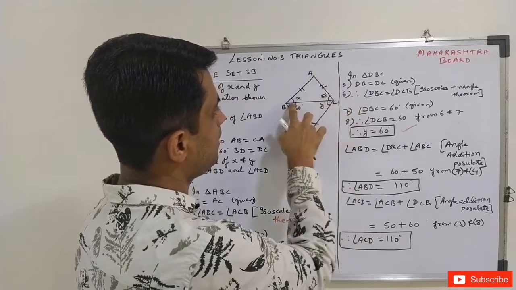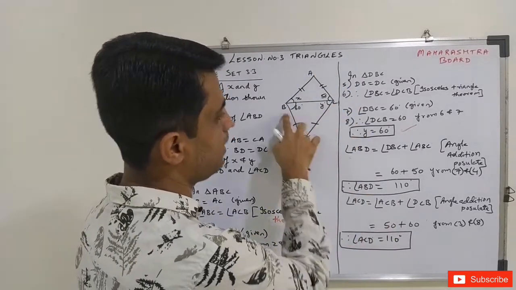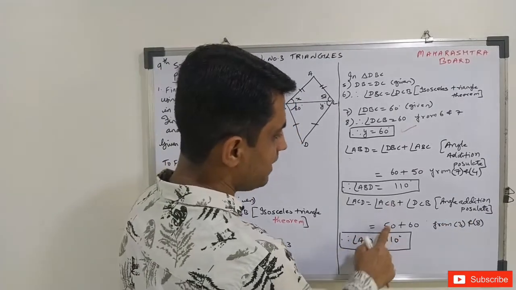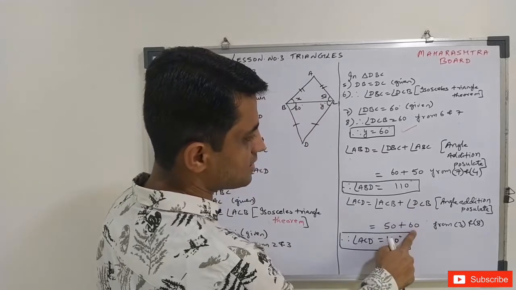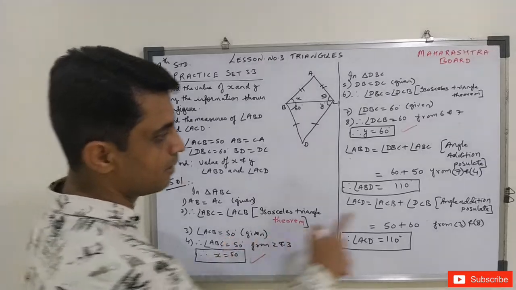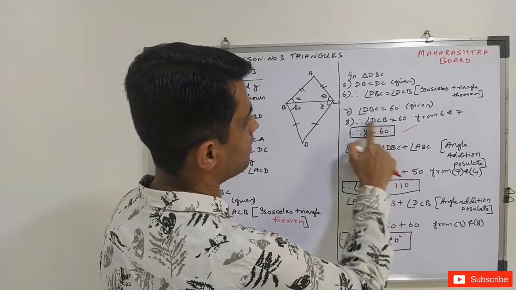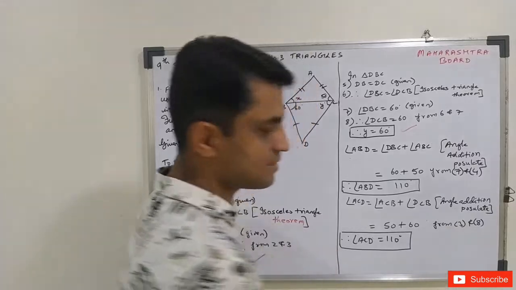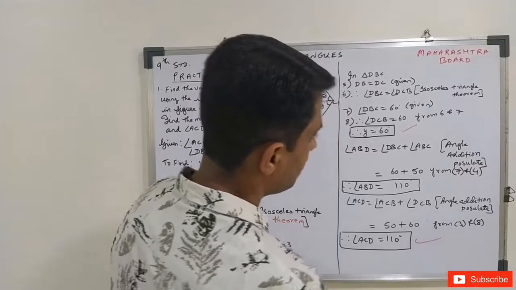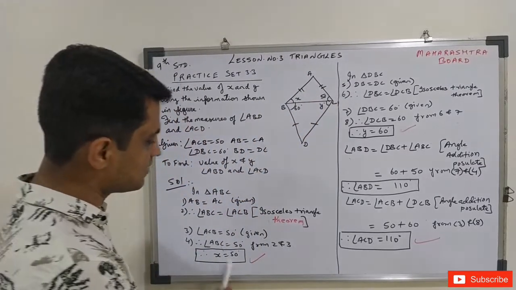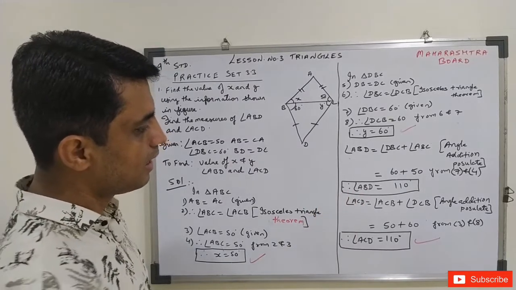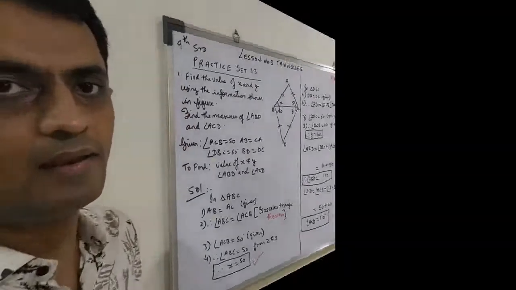Angle ACD. What is angle ACD? Angle ACB plus angle DCB. Again, angle addition postulate. Now ACB is 50 and DCB is 60. You can refer with 3 and 8. See here, 3: ACB is 50, and DCB is 60, where DCB is 8. So I have written here reasons 3 and 8. So we got ACD as 110. So all the answers we got. x is 50 degrees, y is 60 degrees, angle ABD is 110 and angle ACD is 110.